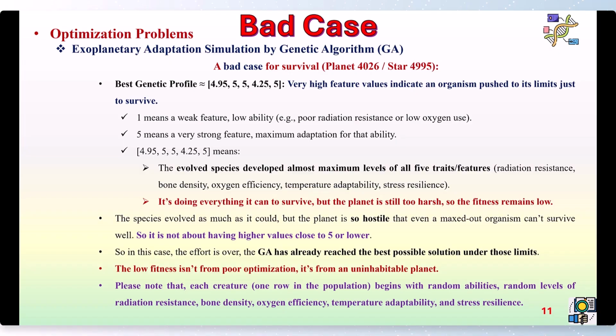Please note that each creature, one row in the population, begins with random abilities: random levels of radiation resistance, bone density, oxygen efficiency, temperature adaptability, and stress resilience.